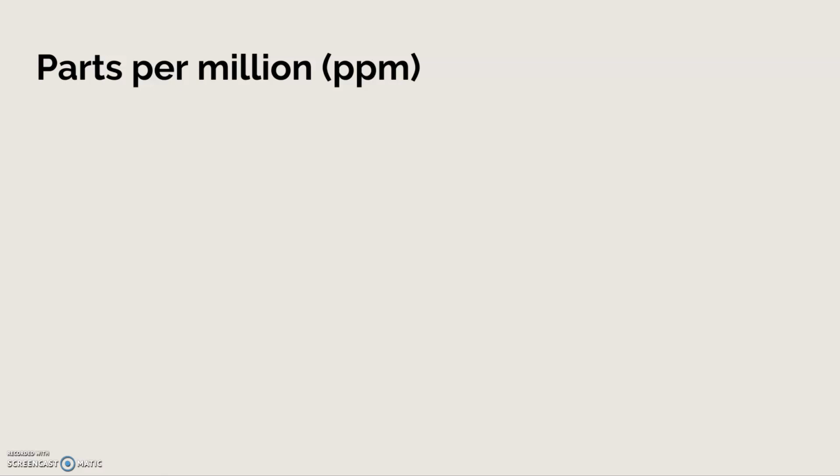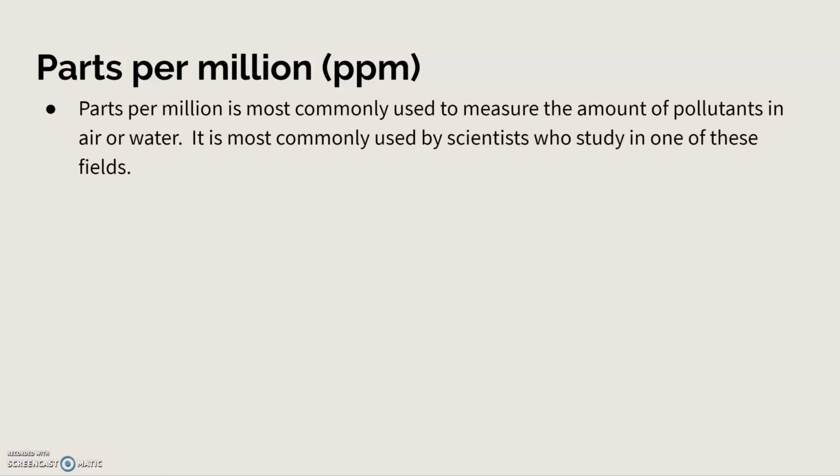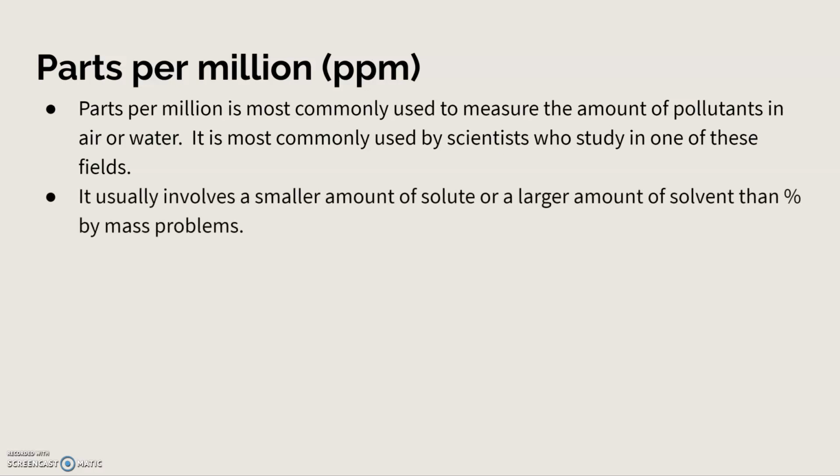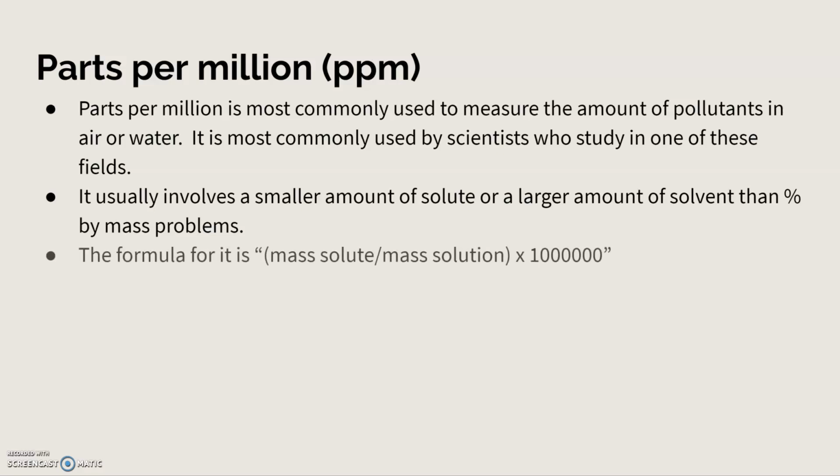Our next new formula for concentration is parts per million, abbreviated commonly as ppm. Parts per million is most commonly used to measure the amount of pollutants in air or in water. It's most commonly used by scientists who study in one of these fields. It usually involves a smaller amount of solute or a larger amount of solvent than percent by mass problems. The formula for parts per million, or ppm, is mass of solute divided by mass of solution times 1 million.